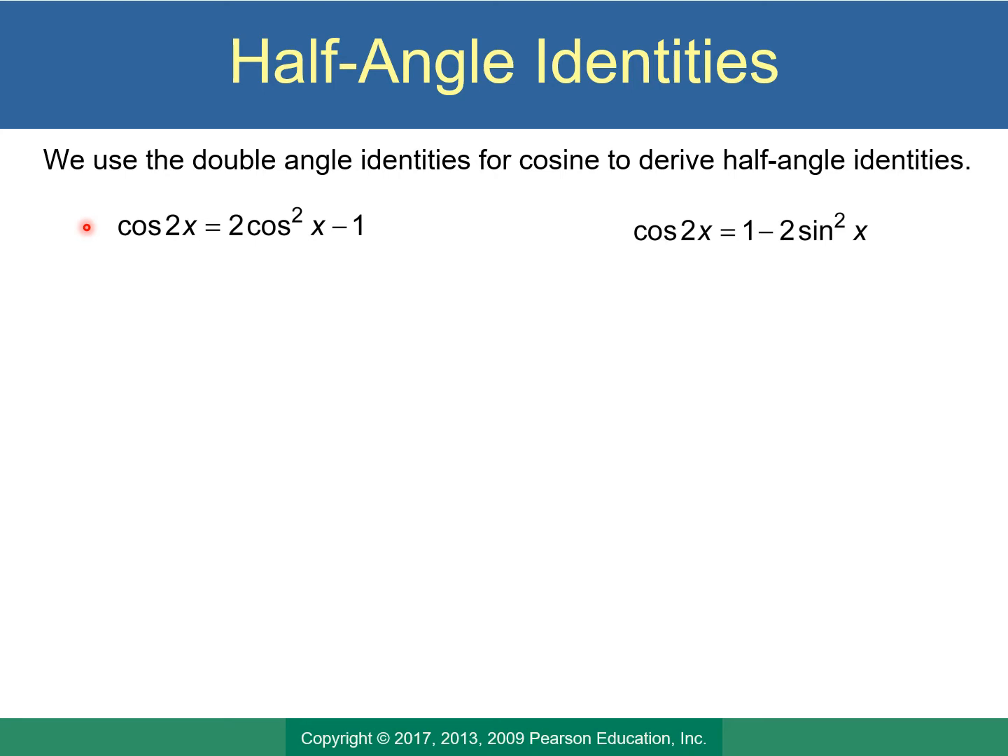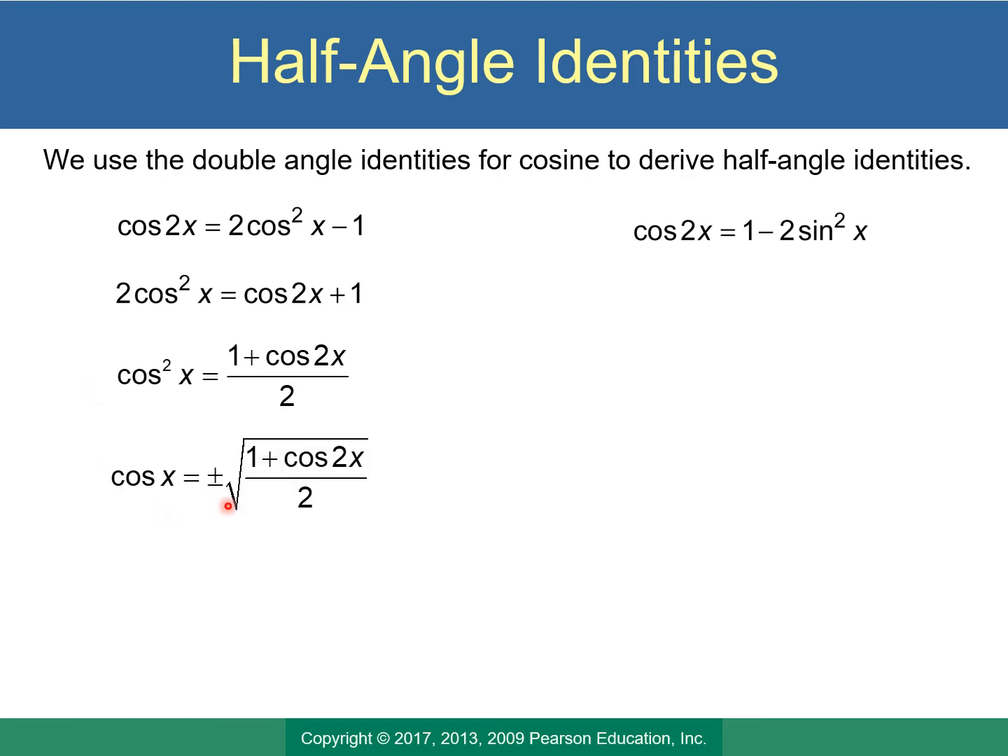So we're going to start with the cosine double angle identity, cosine 2x. If you recall, we had three versions of what cosine 2x could equal. We're going to use one out of our three versions right here on the left side and find our first half angle identity. We're going to solve this equation for cosine x. Start by adding 1 to both sides, and then we'll divide out the 2. Then we're going to square root both sides, keeping our plus and minus.